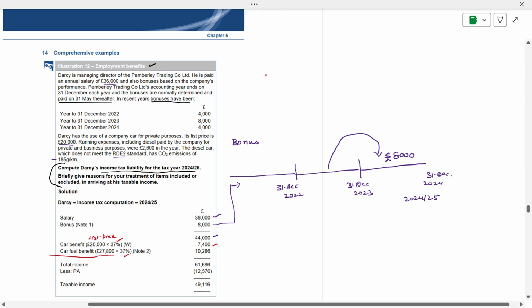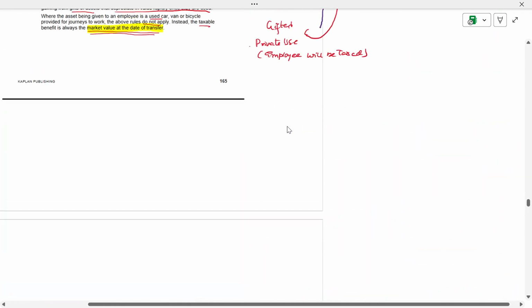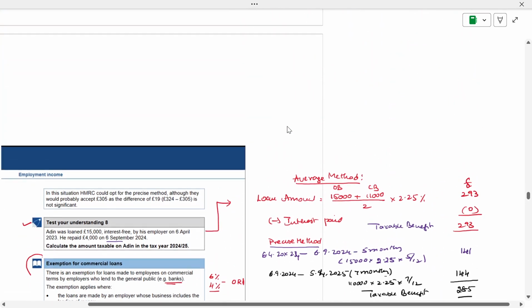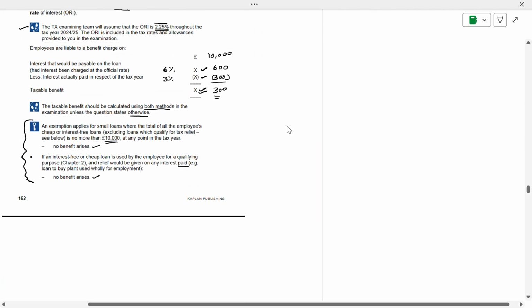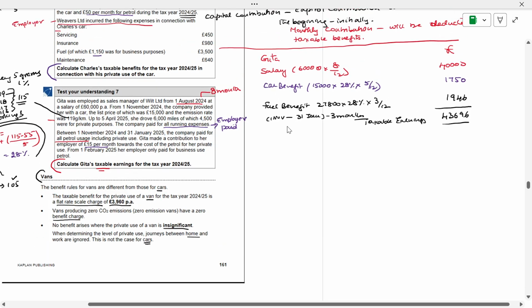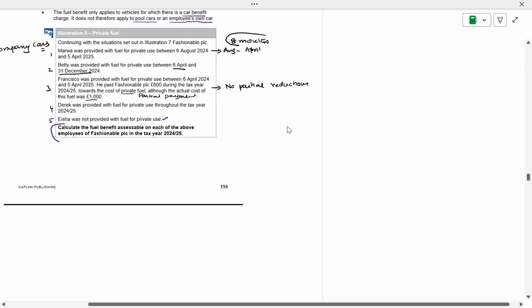On which page number is it given, Rajneen? Any idea? 27,800. Sorry to trouble you. The base figure for calculating the fuel benefit is 27,800. Which page number? It is there in the formula sheet.